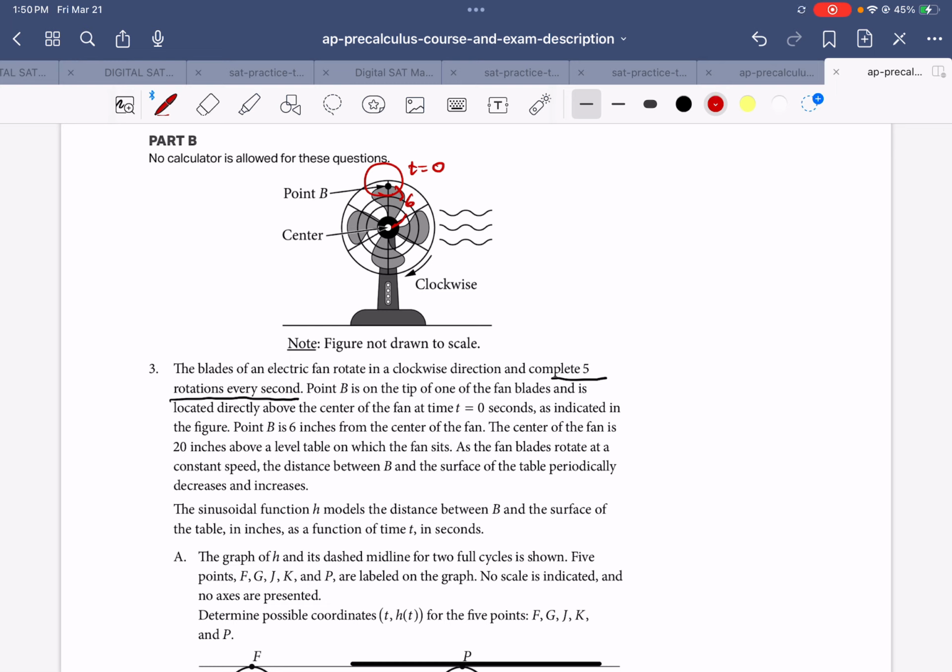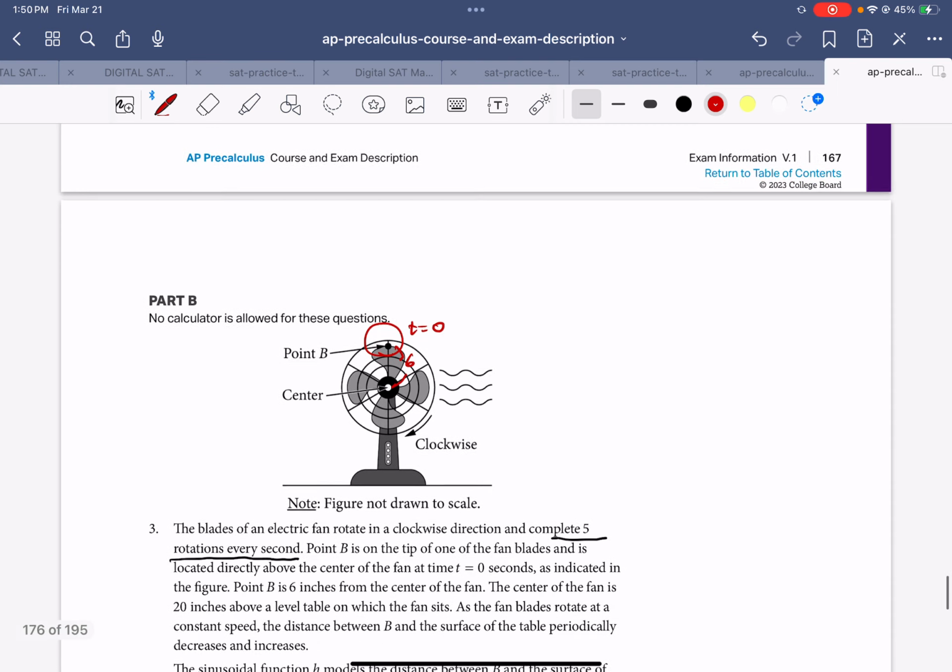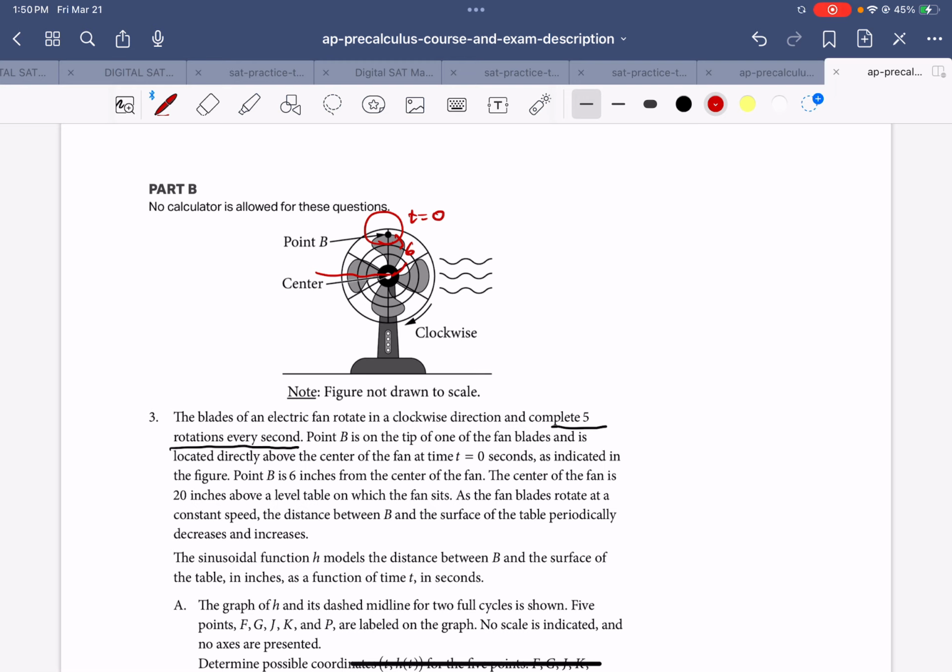Then the center of the fan is 20 inches above the level table on which the fan sits. So from here to here, from the bottom of the table up to the center of the fan, that is 20 inches. So the tip of this fan blade could be at the highest point, 26, or the lowest point right here, which is 20 minus 6, which is 14.